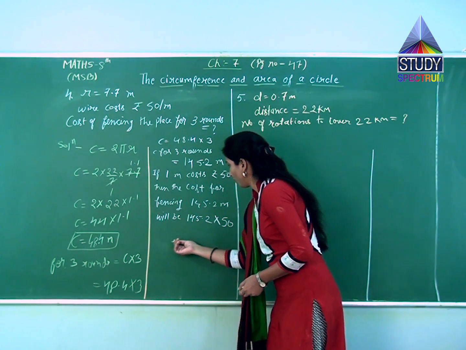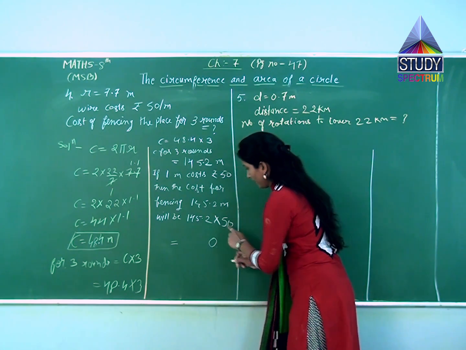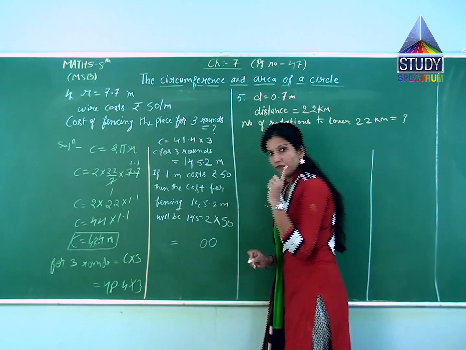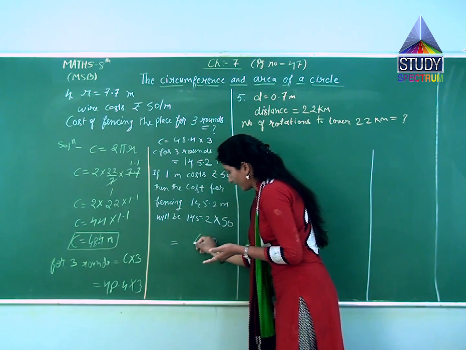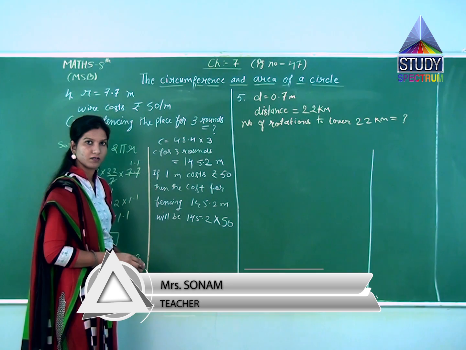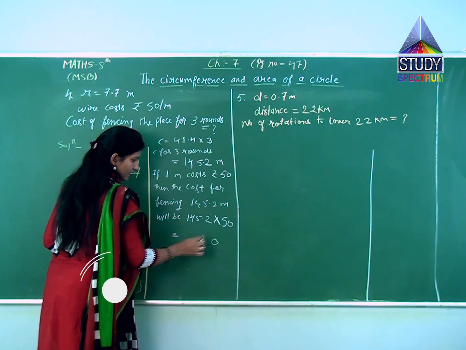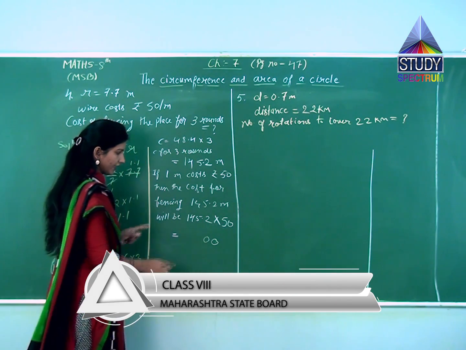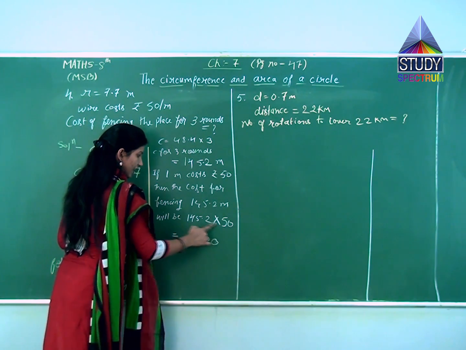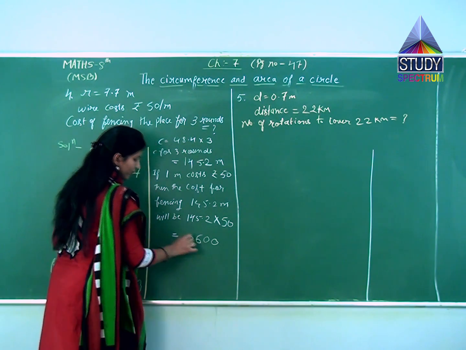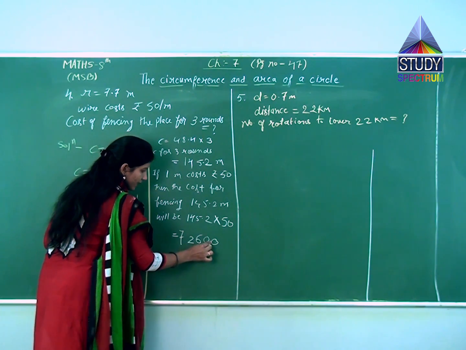So our calculation for 145.2 into 50 becomes 0 as it is, 5 2s are 10, 1 carry, 5 5s are 25, 25 plus 1, 26, 2 carry, 5 4s are 20, 20 plus 2, 22, again 2 carry, and 5 1s are 5, 5 plus 2, 7, and this decimal will come here.